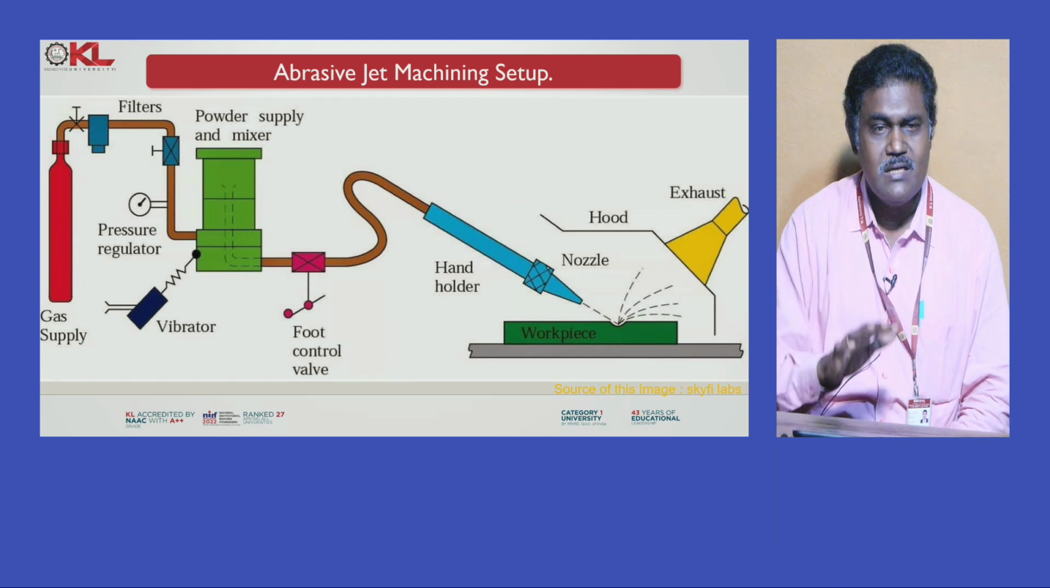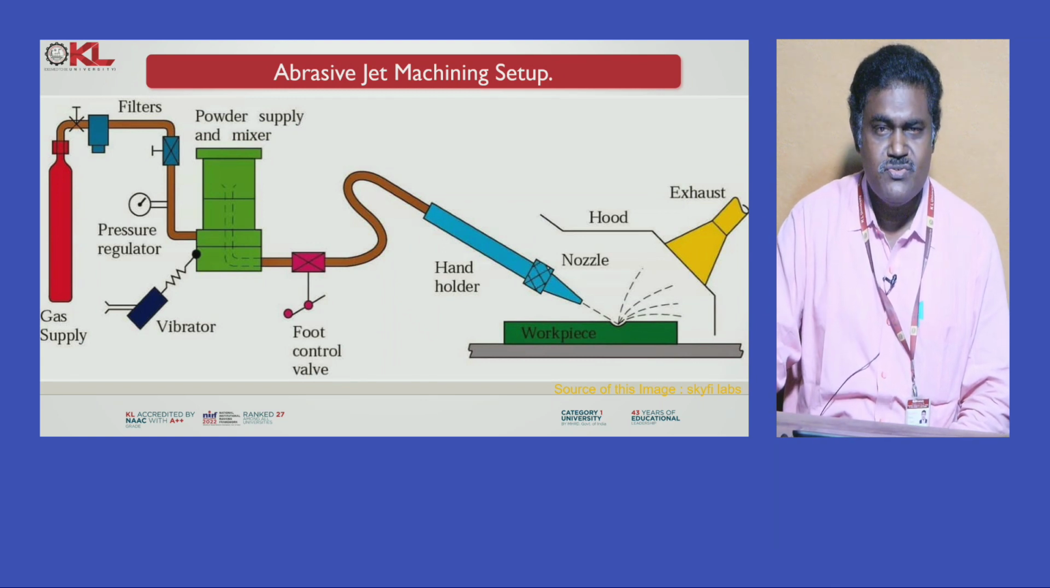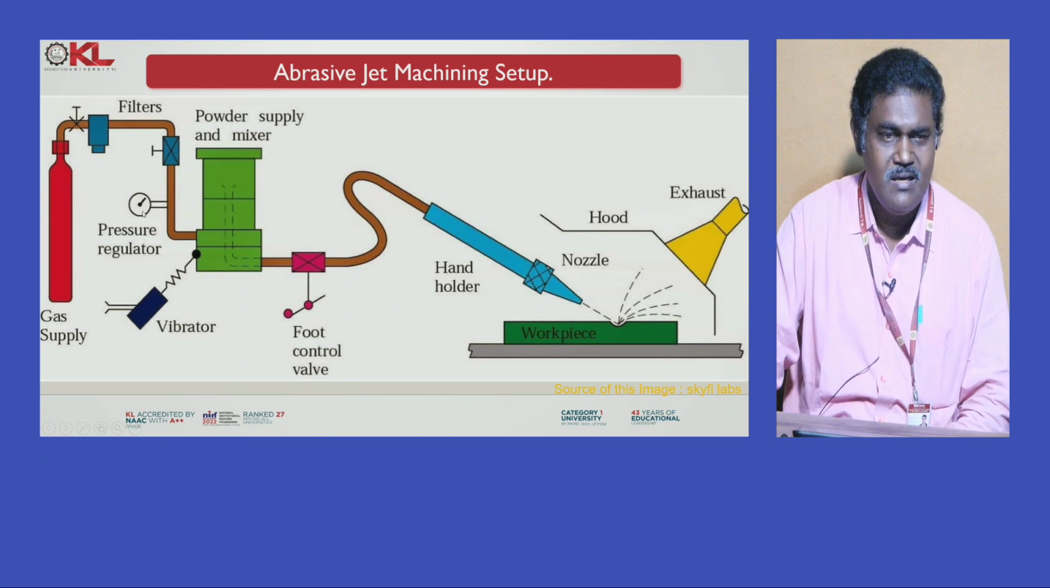Now let us see the setup of abrasive jet machining. Here the gas is supplied through the storage cylinder, and there is a regulator valve and a filter. Through the filter the gas enters, and here you can regulate the pressure of the gas.